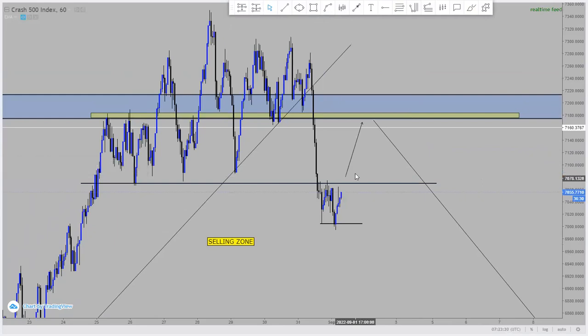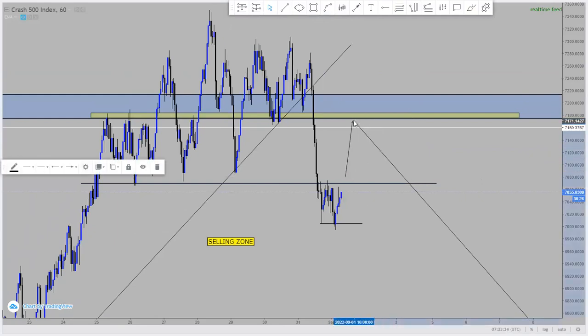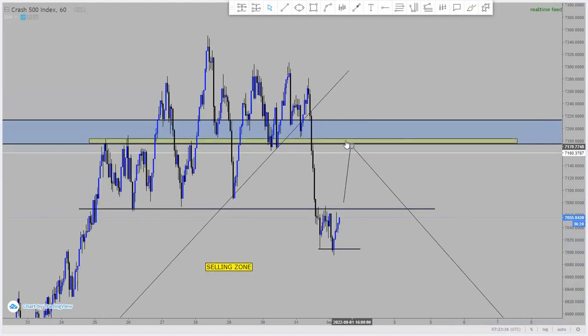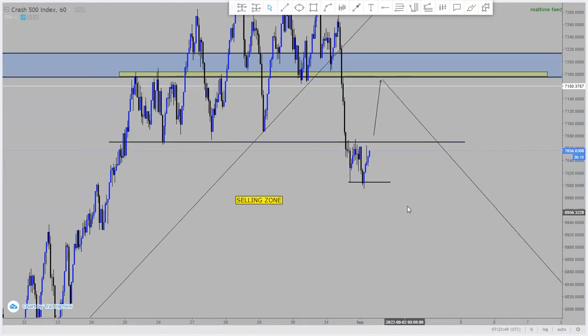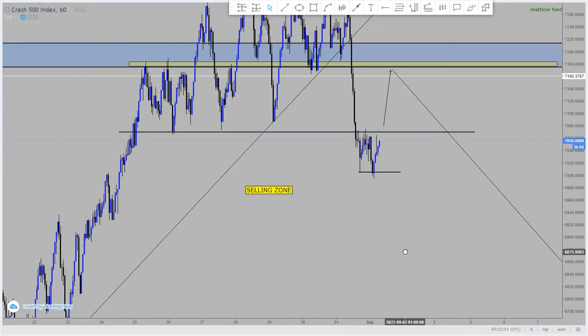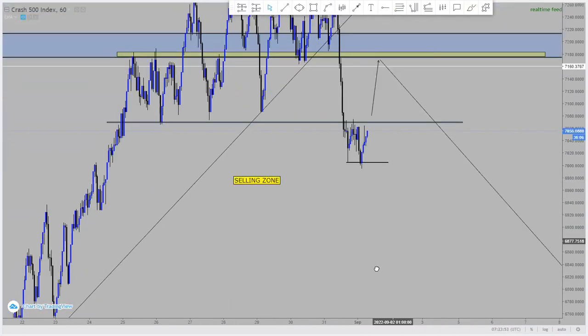But if it manages to break above there, obviously fold your hands and wait for the 61.8 level, which is this area. Once you get to the 61.8 level, it's time to strike, it's time to sell, which is this level here, golden zone there. That would be time to strike. Are we together? Yes. So I hope it's very clear.